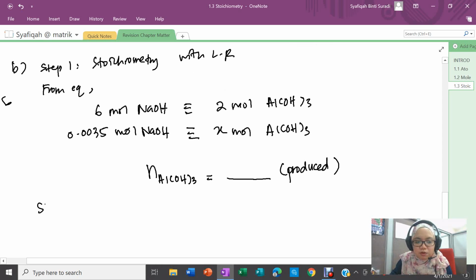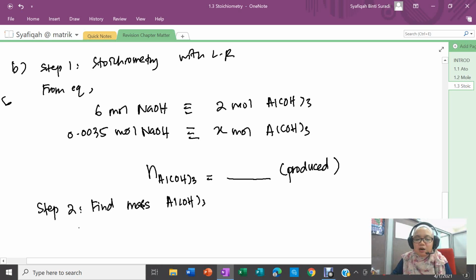So, step 2, barulah find mass. Find mass of Al(OH)3. Macam mana nak cari mass? Awak tahu mole is equals to mass divide by molar mass. Dah tahu mole, molar mass pun tahu, bolehlah cari mass. Okay, it's very simple. Okay. Next.